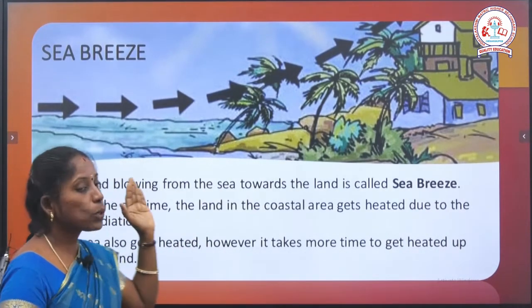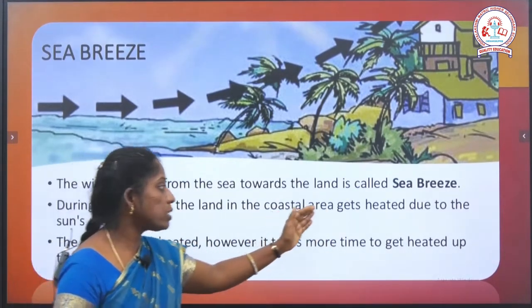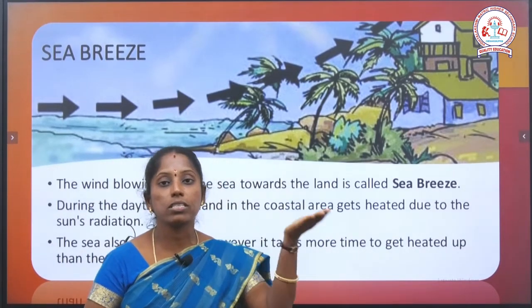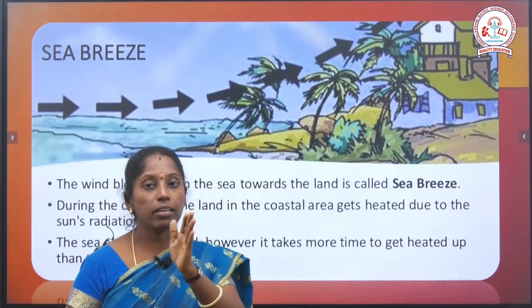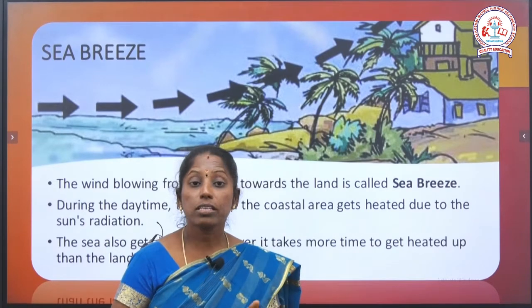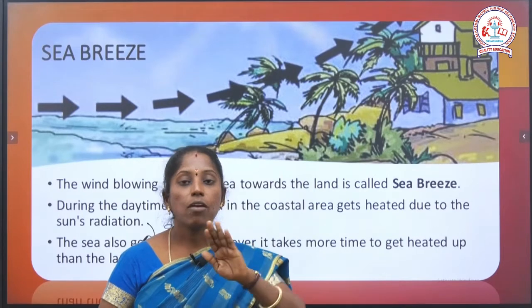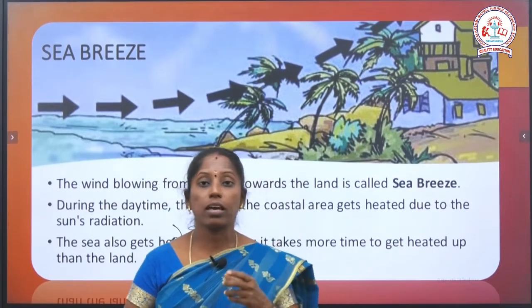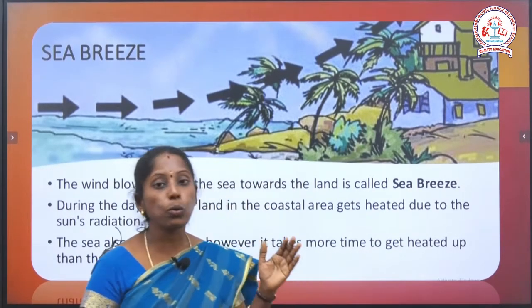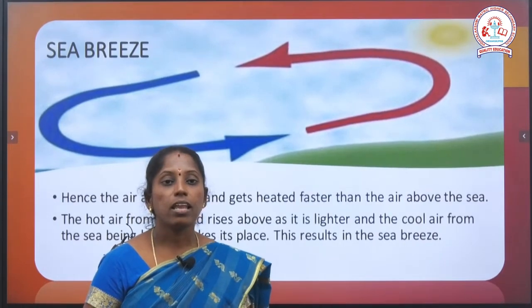The cool air moving towards the land from the sea, that we can call sea breeze. During the daytime, the lands get heated more compared to the sea. So at that time, the lighter air, cool air from the sea, moves towards the land side. That's why in coastal areas, the houses are built with windows facing the seaside. We can get the cool air, especially during the daytime. So what is sea breeze? The cool air from the sea towards the land, that we can call sea breeze.